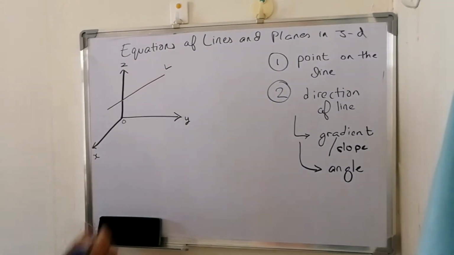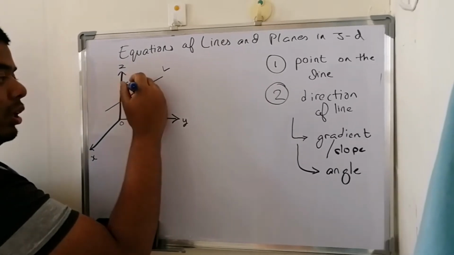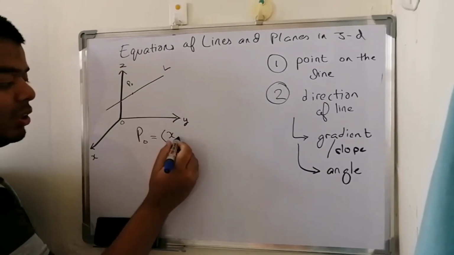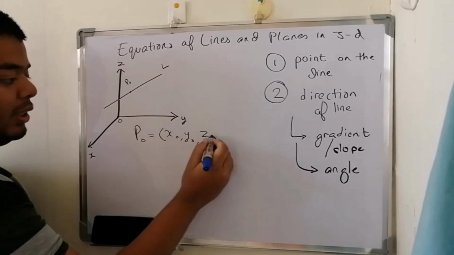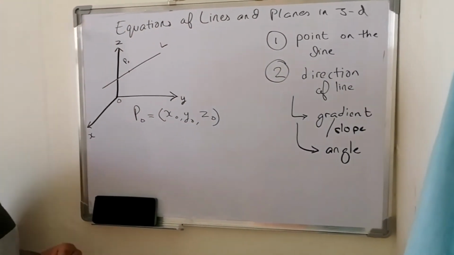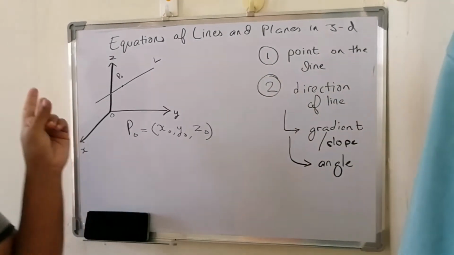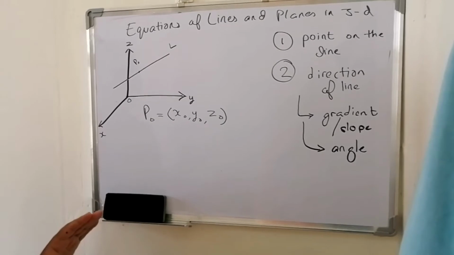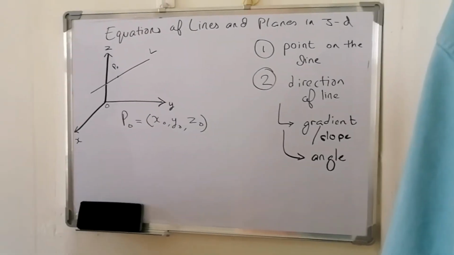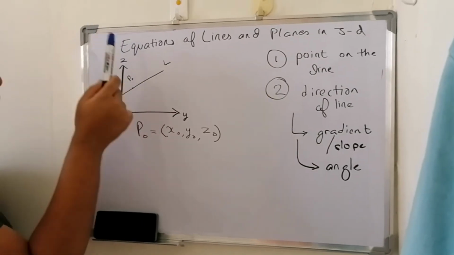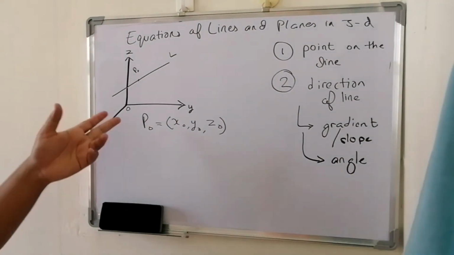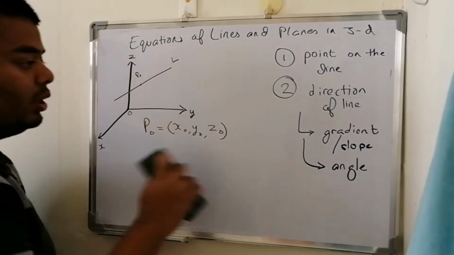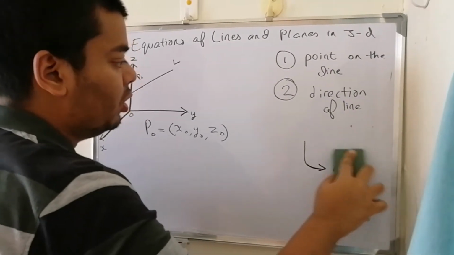The point on the line, we can have this point right here, which is P naught, and P naught is given by the coordinates x naught, y naught, z naught. But now there's a problem. The gradient of the line is not possible because we cannot measure the gradient of the line in three dimensions. In which direction shall the gradient be? If you say the slope is 3 upon 4, is it 3 on the z-axis, 4 on the y-axis, or 3 on the y-axis, 4 on the x-axis? We really do not know. So the gradient is not applicable at all for three-dimensional lines.